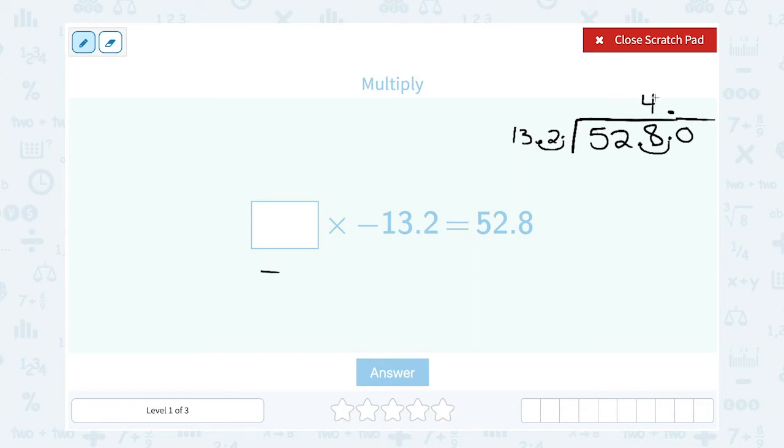Let's try that. Okay, well 4 times 2 is 8. 4 times 3 is 12, so I'm going to put the 2 and bring the 1 over. 4 times 1 is 4, plus the extra 1 is 5. Okay, well that gave me exactly 528, which means I have no remainder. So that would give me 4.0, or just 4. And we already had thought about our sign before. I had already put that it must be a negative, so that number must be negative 4. Negative 4 times negative 13.2 is going to give me positive 52.8.